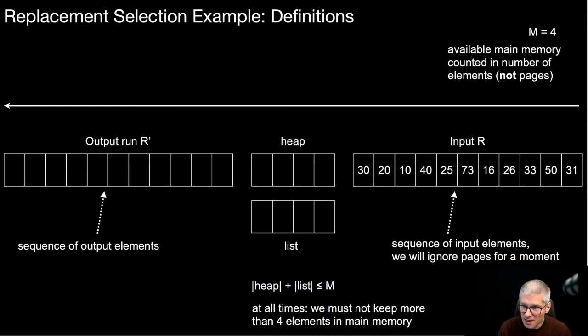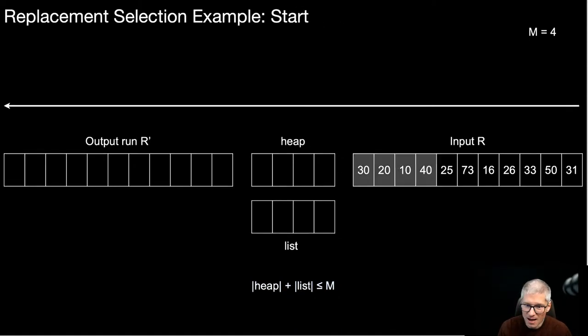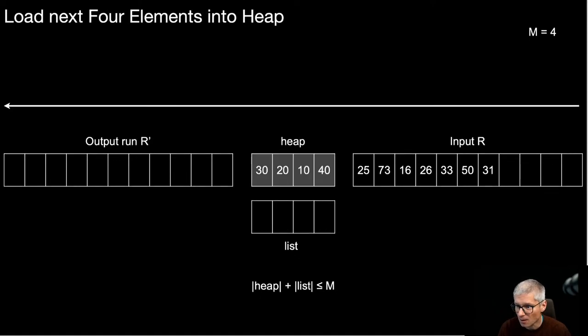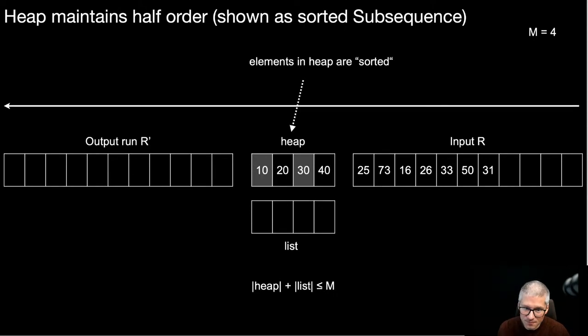So I start this algorithm as follows. I look at the first four elements in my input, that's what I can load, and I put them into the heap. The heap property basically creates a half order. I don't have to fully sort it, but for visual purposes, I sort it. So now I have an ascending order of elements here. The heap doesn't fully sort it, you should know that from the algorithms and data structures class. This can be done in linear time, by the way. You build the heap in linear time.